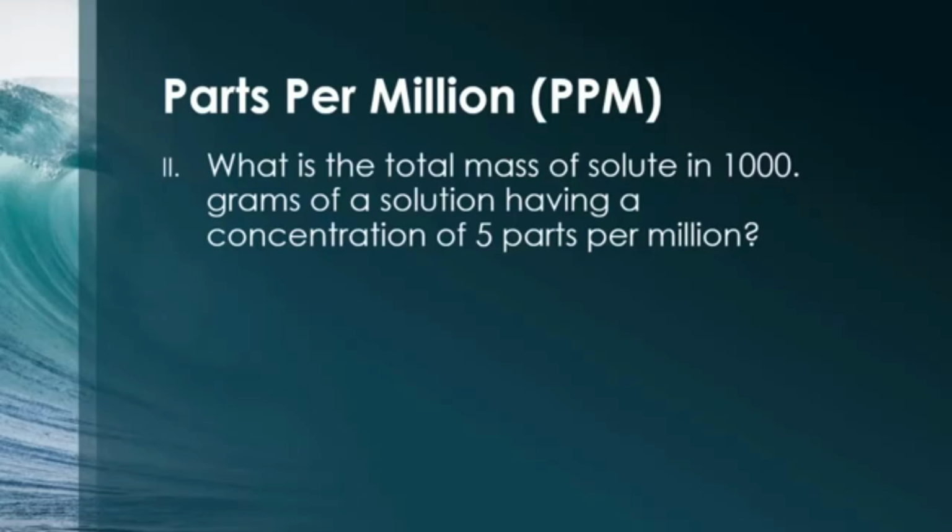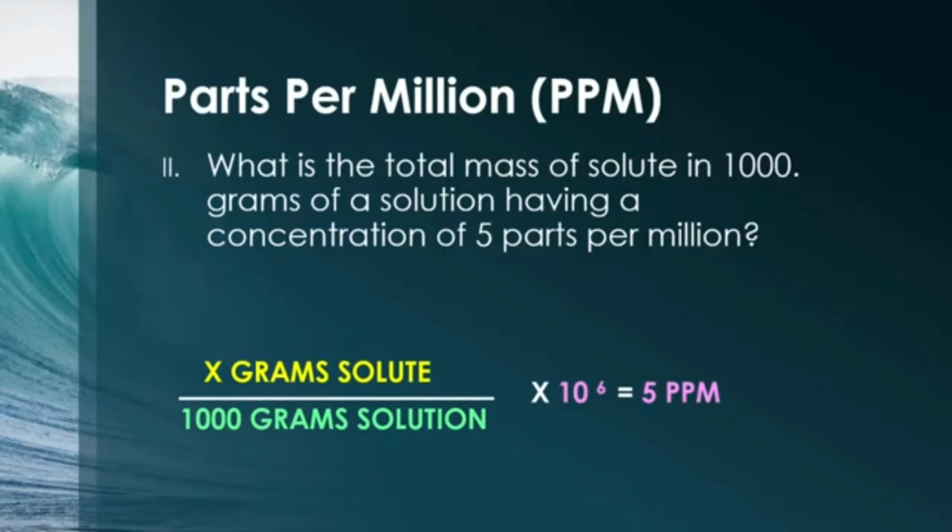Now let's try this one. What is the total mass of solute in 1,000 grams of solution having the concentration of 5 parts per million? So all we're going to do is substitute. So we're looking for the grams of solute in 1,000 grams of solution multiplied by 1,000,000. That all should equal 5 parts per million.